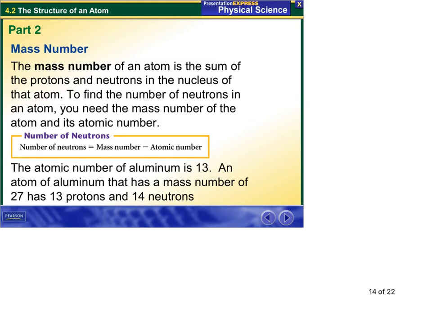Mass number is the sum of the protons and neutrons in the nucleus of an atom. If you want to find the number of neutrons in an atom, you need the mass number of the atom and its atomic number. The number of neutrons is its mass number minus its atomic number. The atomic number of aluminum is 13. An atom of aluminum has a mass number of 27, so it has 13 protons and 14 neutrons.